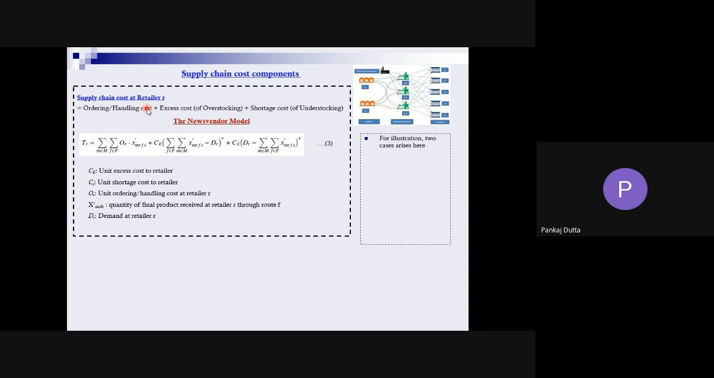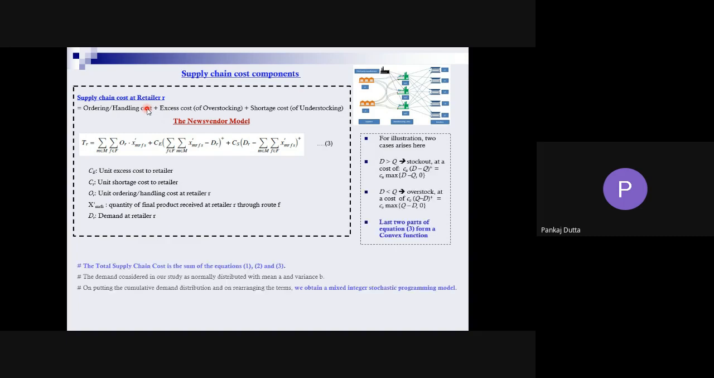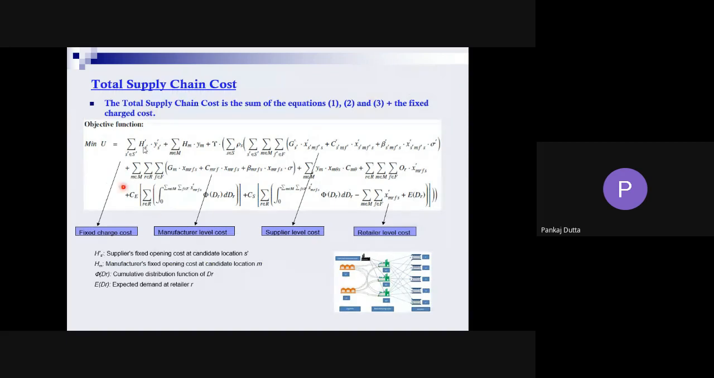So three components we add. Here you can see we have added the fixed charge cost, the manufacturing level cost, the supplier level cost, and the retailer level cost. Now all costs are being added. But if you see this term, what is that? The bracket starts here and ends here. What is that? This data is actually daily basis data.